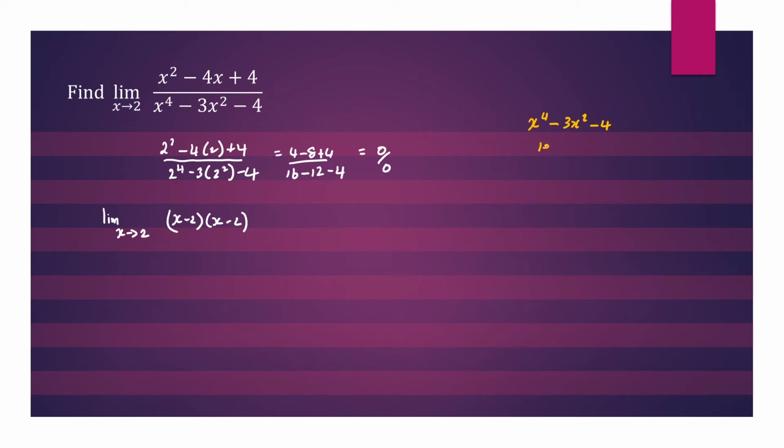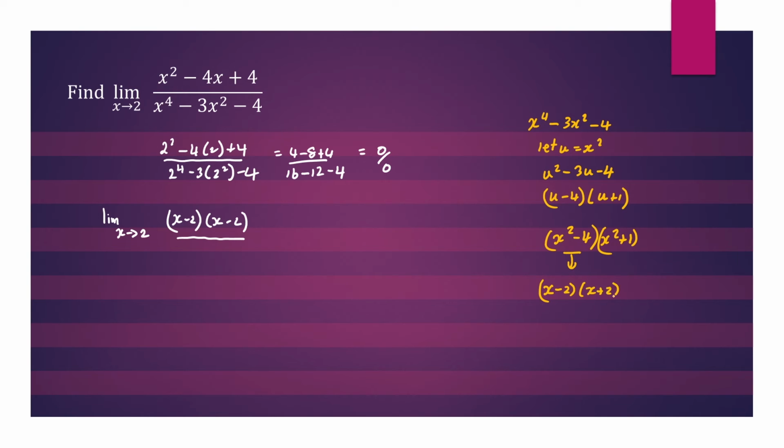What I'll do here is let u equal x squared. So that will give us u squared minus 3u minus 4. That will factorize to (u minus 4) times (u plus 1). So that gives us the factors x squared minus 4, because u equals x squared, and x squared plus 1 as the second factor. Note that x squared minus 4 can be factorized using difference of squares. So that gives (x minus 2)(x plus 2), and this remains as x squared plus 1.